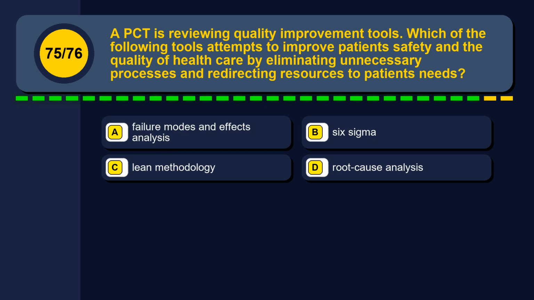Question 75. A PCT is reviewing quality improvement tools. Which of the following tools attempts to improve patient safety and the quality of health care by eliminating unnecessary processes and redirecting resources to patients' needs? Option A, failure modes and effects analysis. Option B, Six Sigma. Option C, lean methodology. Option D, root cause analysis.